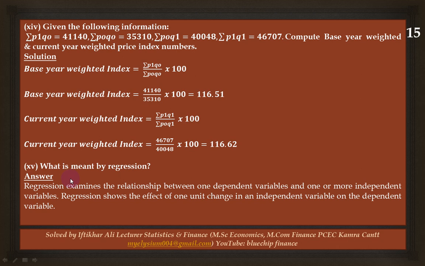What is meant by regression? Regression examines the relationship between one dependent variable and one or more independent variables. Regression shows the effect of one unit change in an independent variable on the dependent variable. Or simply it is a measure of statistics which calculates the strength of relationship between one dependent and one or more than one independent variables.